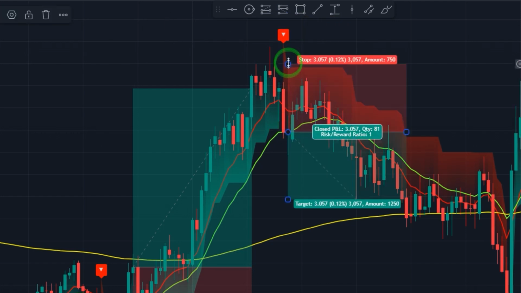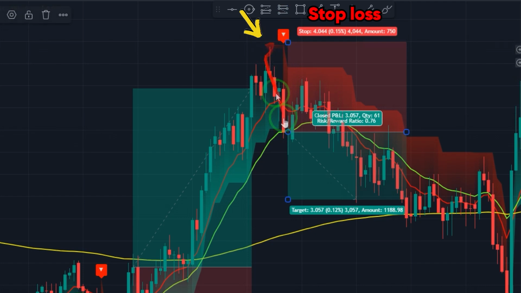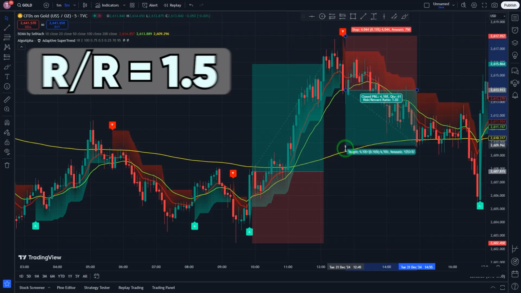Set your stop loss at the recent swing high. For take profit, consider your risk to reward ratio as 1 to 1.5.